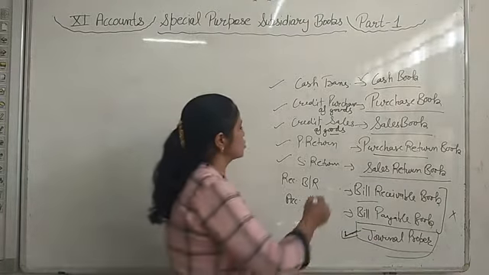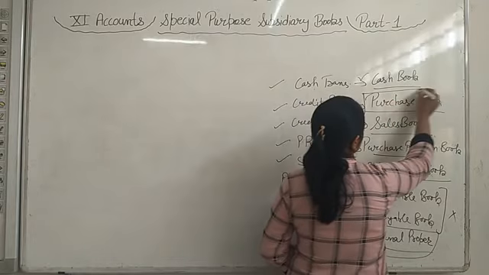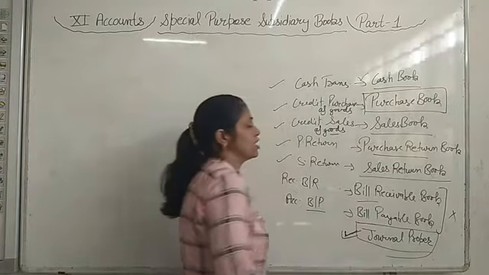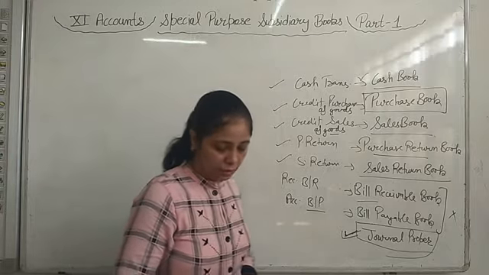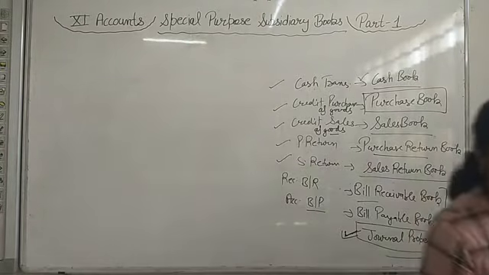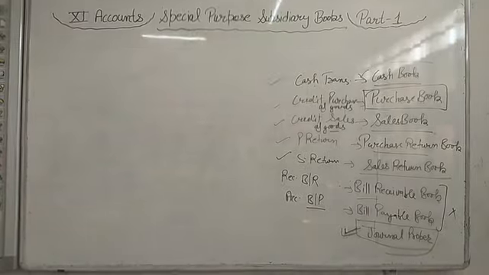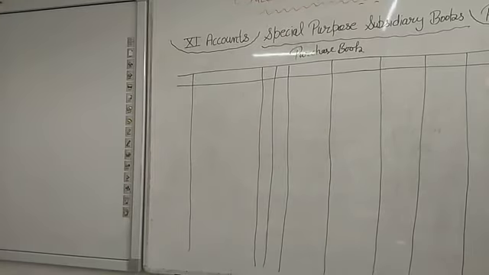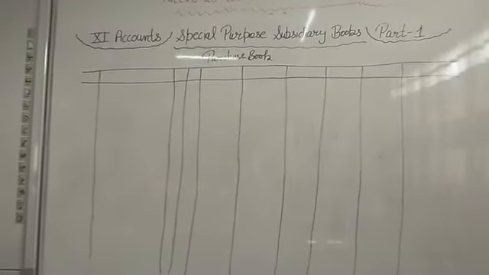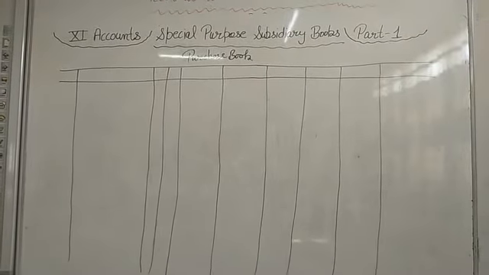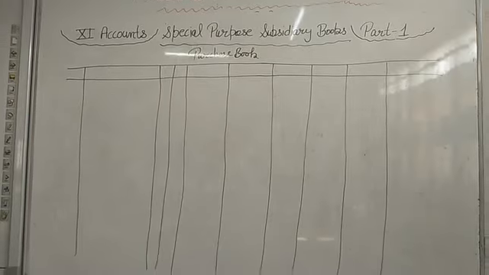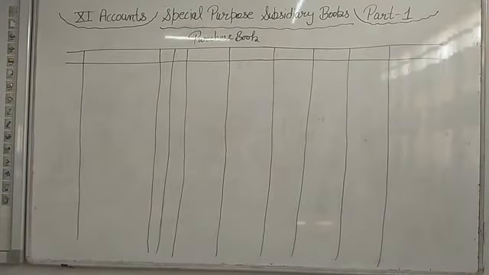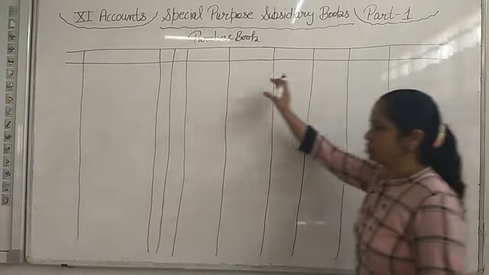So now first of all, we will discuss the purchase book, how the purchase book is maintained. Okay, let's start. Yes students, this is the format of the purchase book. In total there are 10 columns in the purchase book.